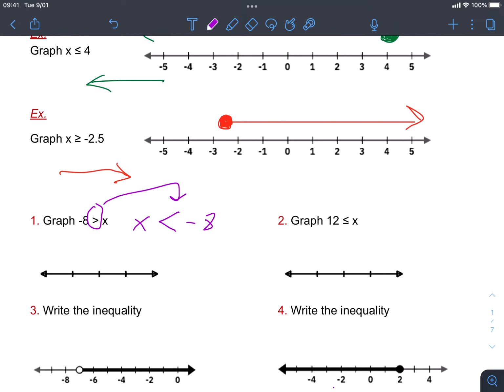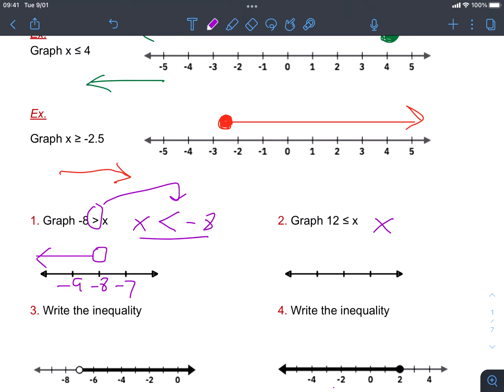So when we do that, like if I were to graph it, I now would graph this one. So x is less than -8. I know it's going to be an open circle and go to the left, less than left.